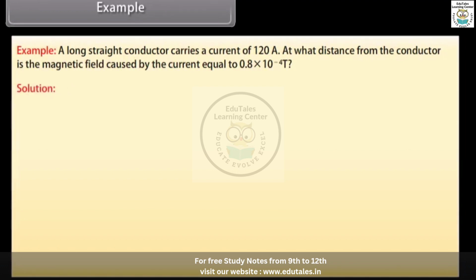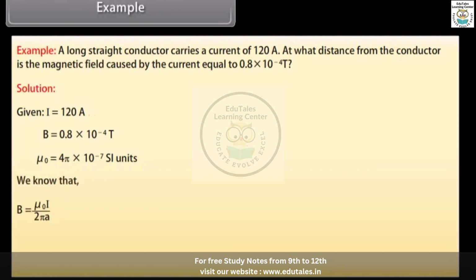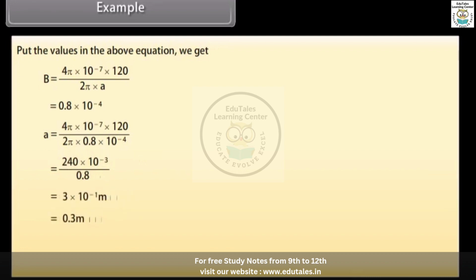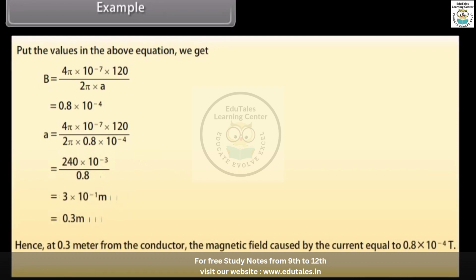Let's see the solution. Here, the given values are I equals 120 ampere, B equals 0.8 into 10 raised to the power minus 4 Tesla. Mu naught equals 4 pi into 10 raised to the power minus 7 SI units. We know that B equals mu naught I upon 2 pi a. By putting the values in the equation, we get a equals 0.3 meters. Hence, at 0.3 meters from the conductor, the magnetic field caused by the current is equal to 0.8 into 10 raised to the power minus 4 Tesla.